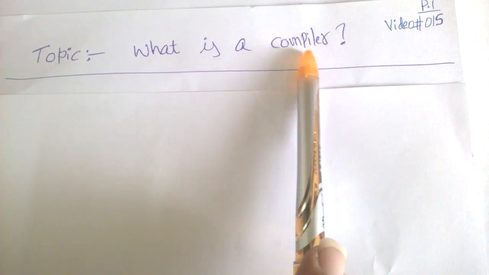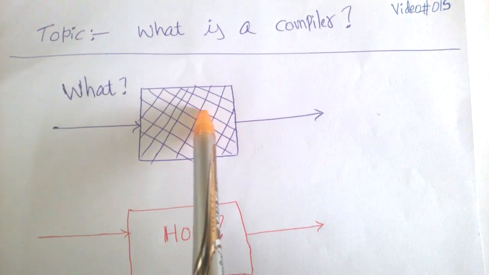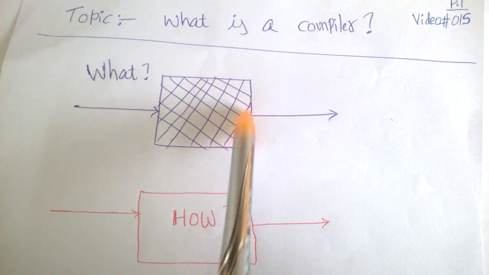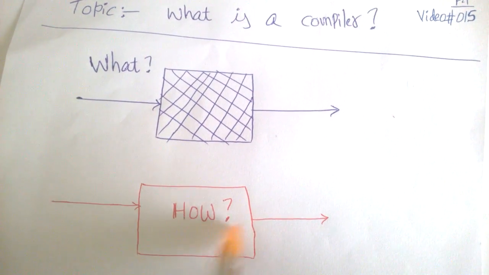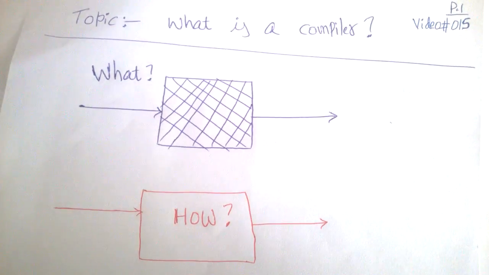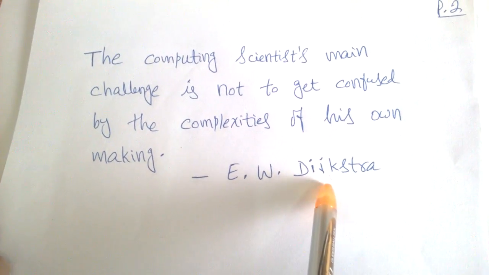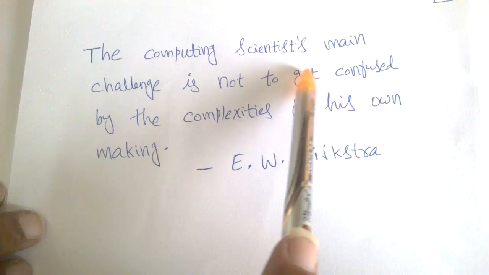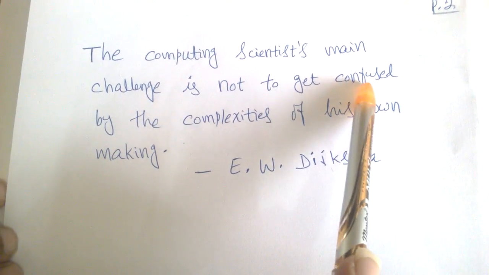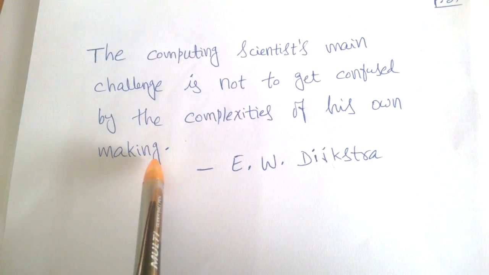I welcome you all to this session on compilers. We'll try and understand compilers in two parts. Firstly, we'll understand what a compiler does, and then we'll proceed to understand how a compiler does its job. It's a wonderful quotation from Dijkstra. It says, "The computing scientist's main challenge is not to get confused by the complexities of his own making."